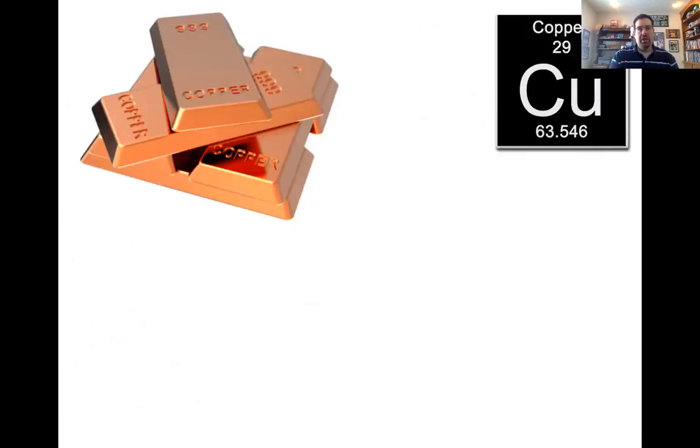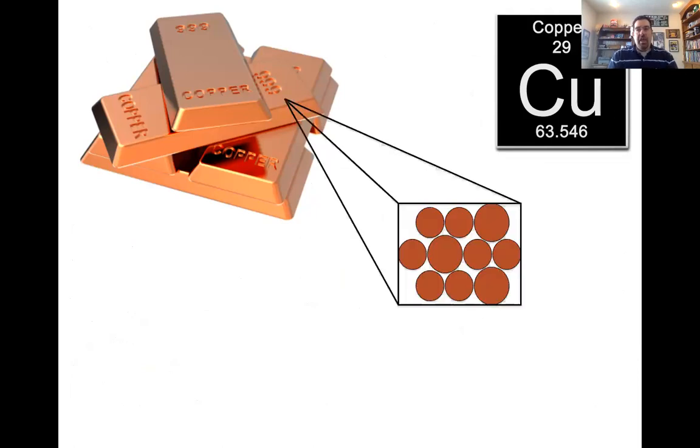Okay, so let's take a look at an example here. This is copper, right? So these are pure copper bars. And if we could zoom in on the individual particles that make up these copper bars, we would know that there would be only atoms of copper, but there are different isotopes of copper, so they wouldn't all be exactly the same. And we might see something like this.